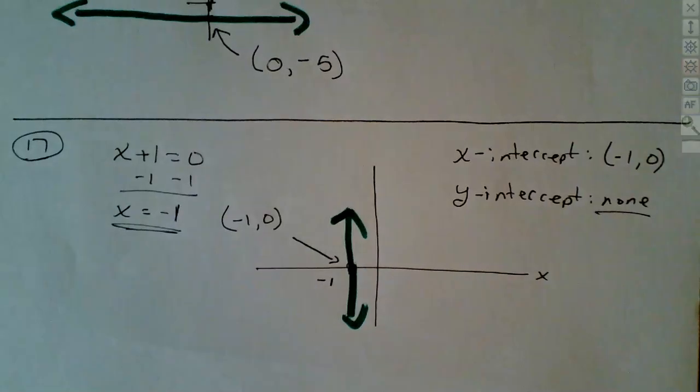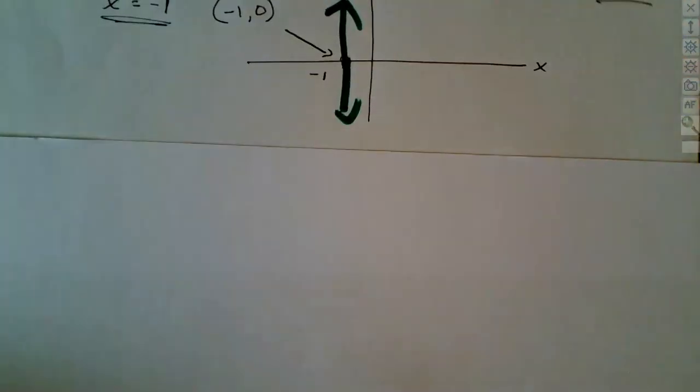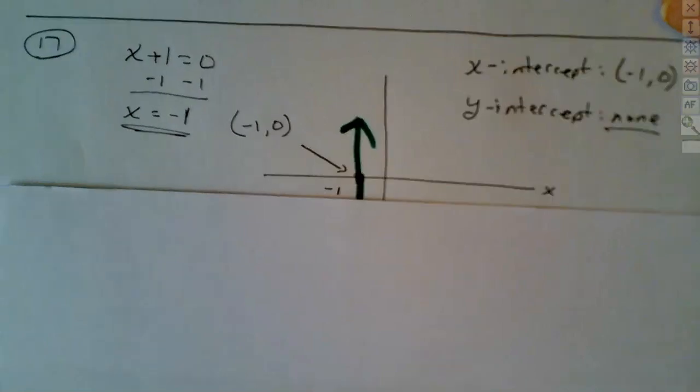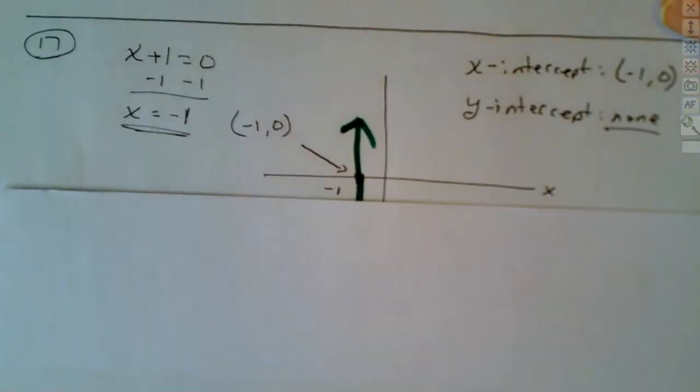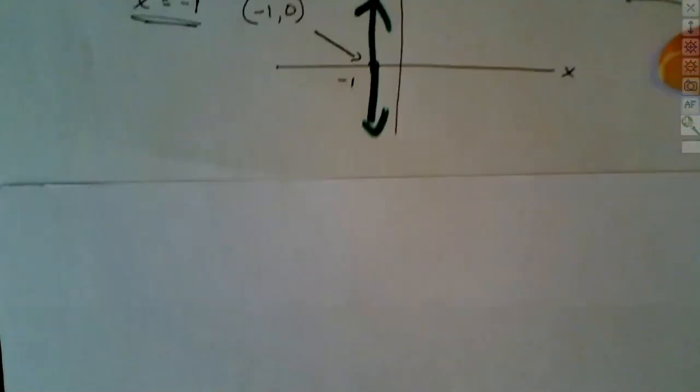Okay. Vertical line. Why is it a vertical line? Because you only have the x component. Make sure you solve it for x first. So make sure that you move that 1 over. You have to do that because it's not x equals 1, it's x equals -1 once you've slid it over.